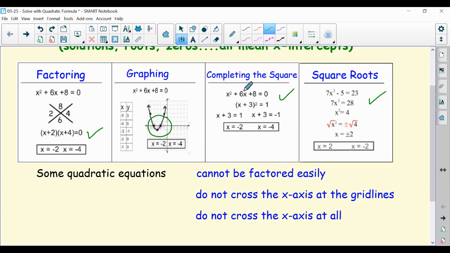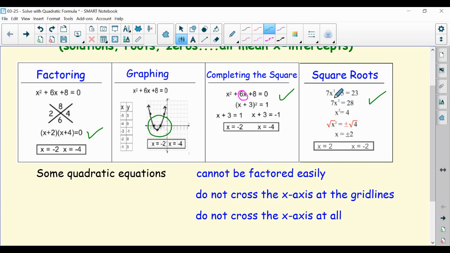Completing the square gets a little difficult when you have an odd number for b. If b is an odd number, we end up dividing it by 2, and then we have fractions and decimals throughout the rest of the problem. So it's possible you can do it. It's also a little tougher when a is greater than 1. So completing the square has some limitations.